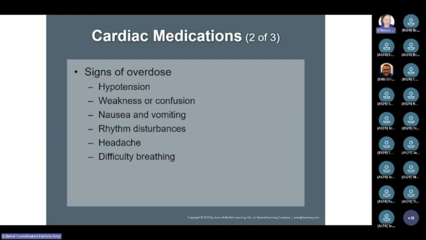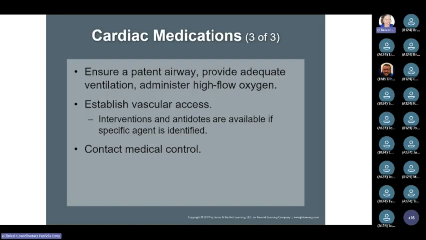So we've got to get that EKG on them immediately. And we have to worry about bradycardia and heart block. Headache is another one, and difficulty breathing. So what do you think some of the things you're going to do? Obviously, we're going to worry about our airway. We're going to provide adequate ventilation and administer high flow O2. Obviously, we're definitely getting our A's and our B's taken care of.